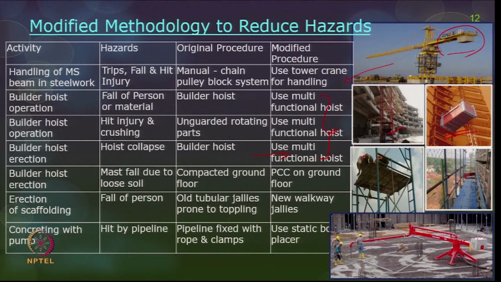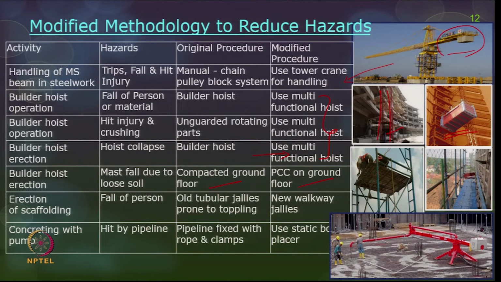Builder hoist erection, the mast may fall due to loose soil. This is primarily called a mast. It may fall if the soil is very loose. The original procedure was a compacted ground floor. The ground was compacted and then the mast was laid. The revised procedure is to put PCC on the ground floor so that the ground is very firm for the mast to not fall down.